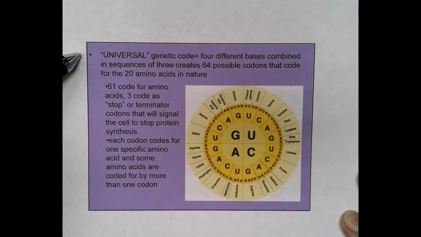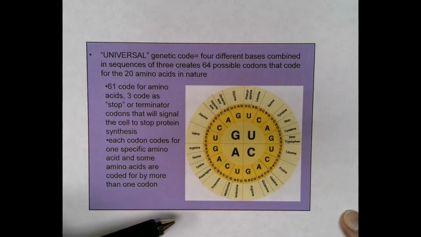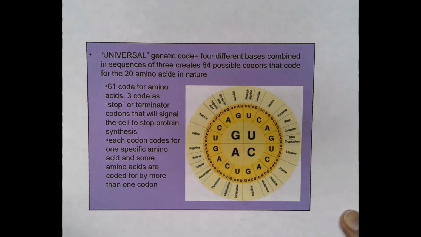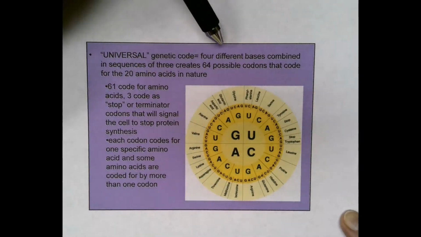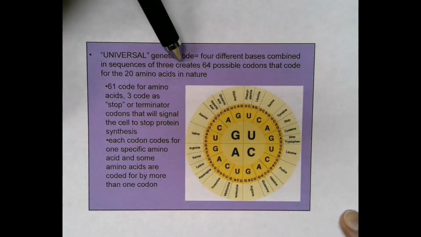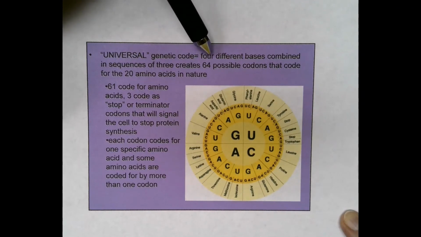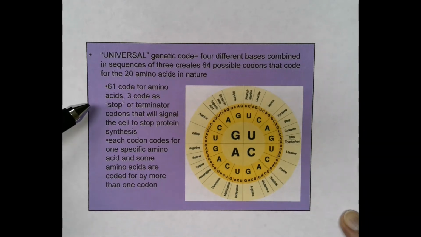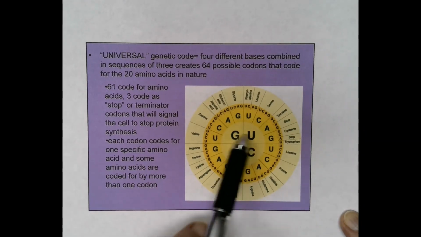All right, this is known as the universal genetic code, and what we're looking at here on this particular slide. So we know we have adenine, cytosine, uracil, and guanine as our 4 bases. So the 4 bases combined in sequences of 3 bases create 64 possible codons. Those 64 codons are going to code for all 20 amino acids in nature, okay? This is one form of a codon chart, and then I'm going to teach you how to read another form as well. So on this particular chart, you're going to start in the middle, okay?